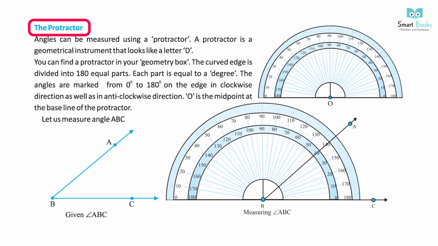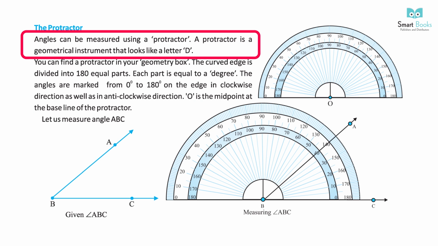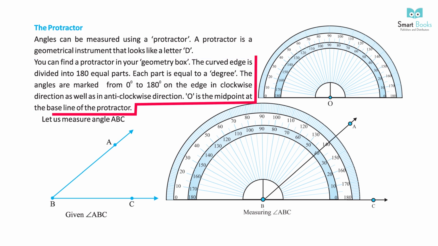The protractor. Angles can be measured using a protractor. A protractor is a geometrical instrument that looks like the letter D. You can find a protractor in your geometry box. The curved edge is divided into 180 equal parts. Each part is equal to a degree. The angles are marked from 0 degrees to 180 degrees on the edge in clockwise as well as anti-clockwise direction. O is the midpoint of the base line of the protractor.